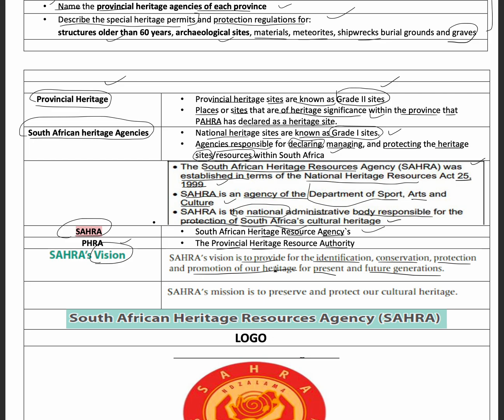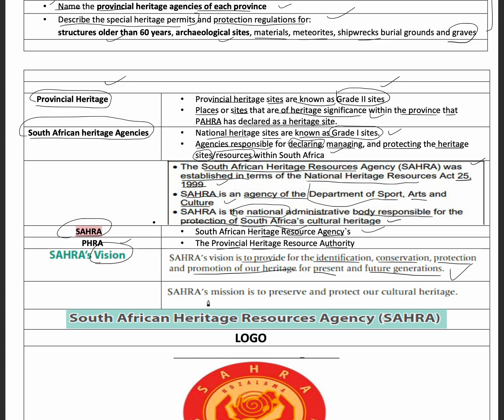To conserve is to protect and manage natural resources so that these resources will benefit the future generation, like water, forest, minerals. So they need to be conserved, looked after, so that the next generation benefits from them. So that is the vision of the South African Heritage Resource Agency. In future, this is what they want to achieve.